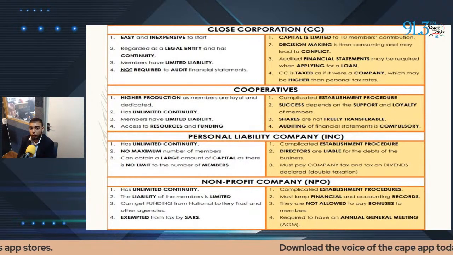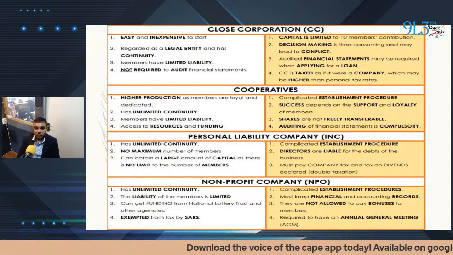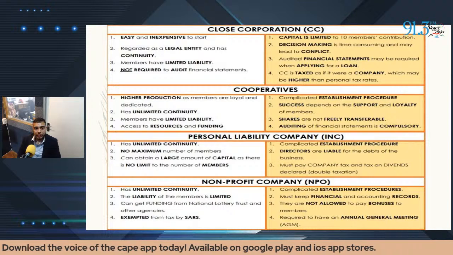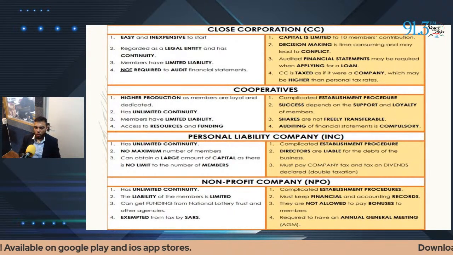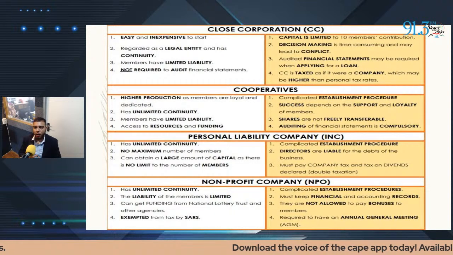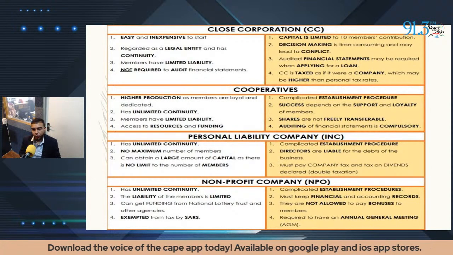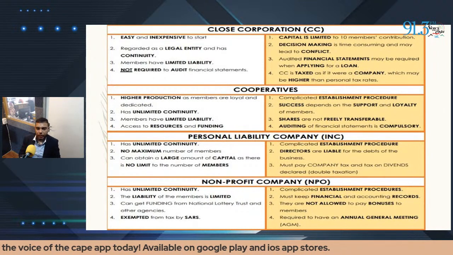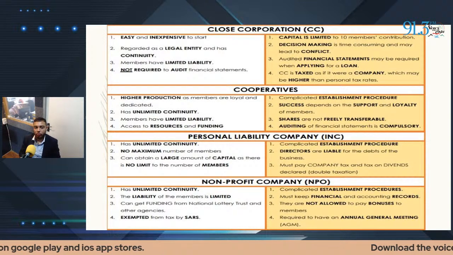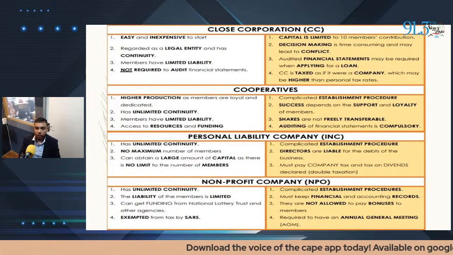Close corporation, what you need to know: it consists of 1 to 10 members only. The advantages are that it is easy and inexpensive to start as well. Just a broad explanation of a close corporation again. This is where each member brings their part in different ways. So one would maybe give capital, another would give equipment, another would give ideas, and therefore they would get paid out according to what they've given to the business.